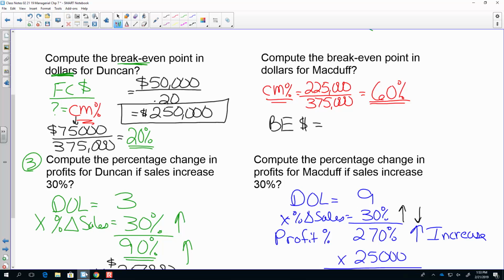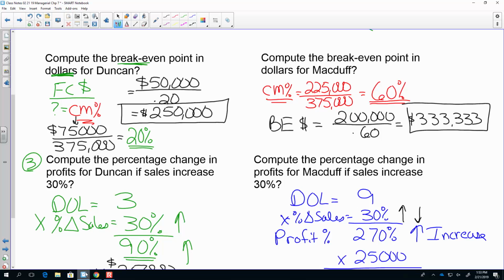The fixed cost is much larger. They're more mechanized, at 200,000. That gives 333,333.33. We're in budget mode, so we're only going to go to the dollar amount: $333,333 of sales to break even. And if you look at McDuff, they're currently at 375, right? So the margin of safety is not very big here on McDuff. Any slight change in McDuff's sales could hurt their company, right? They could be in serious, serious trouble.